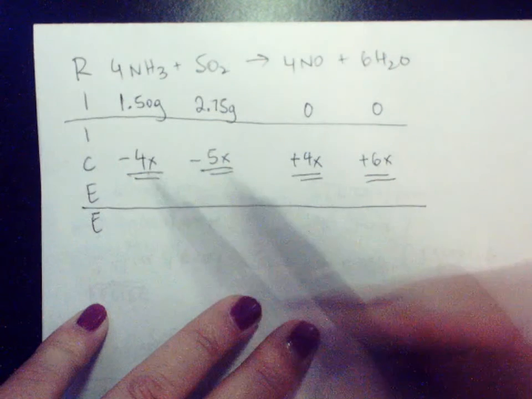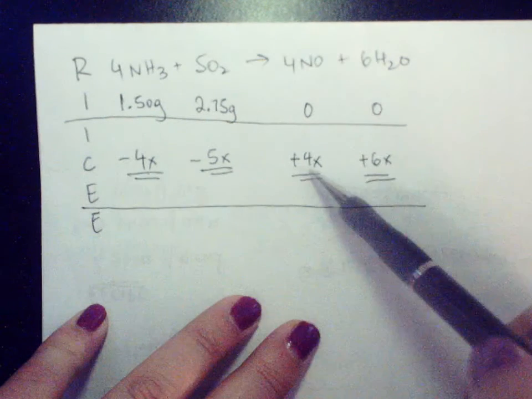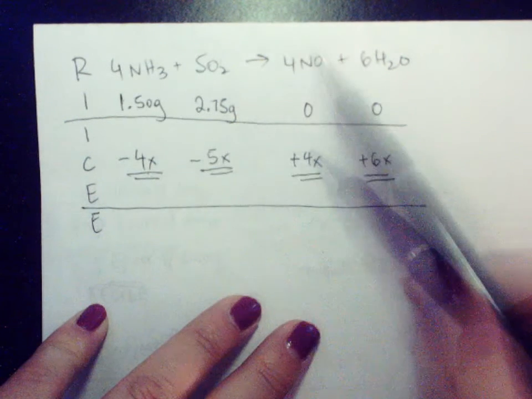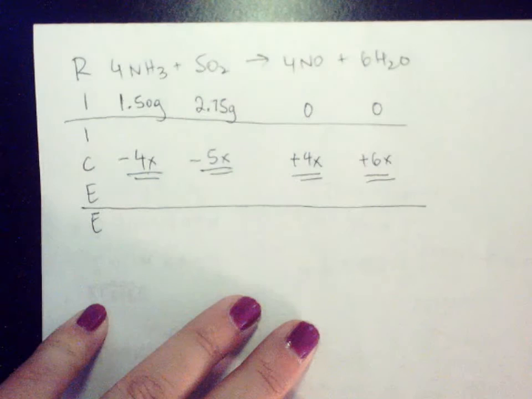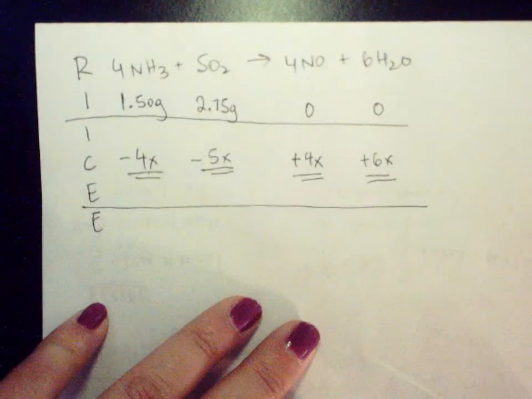So I subtract from the left, I add to the right. Instead of just putting an X, I put a 4X, 5X, 4X, 6X. What am I doing there? What am I incorporating there? The coefficients, right? This is where I'm doing that whole business of using the mole ratio.